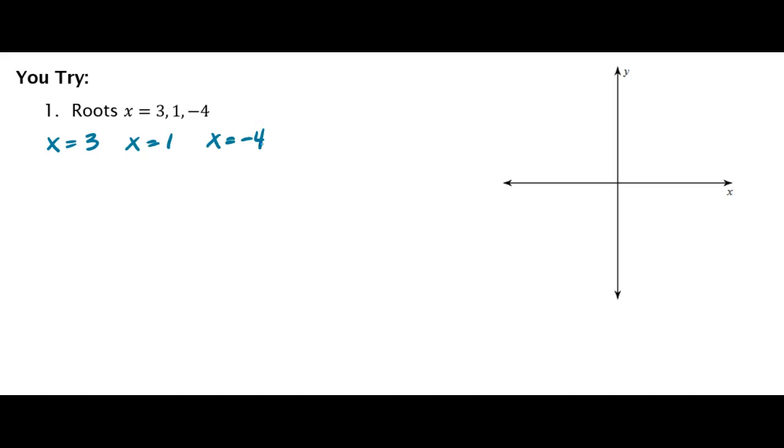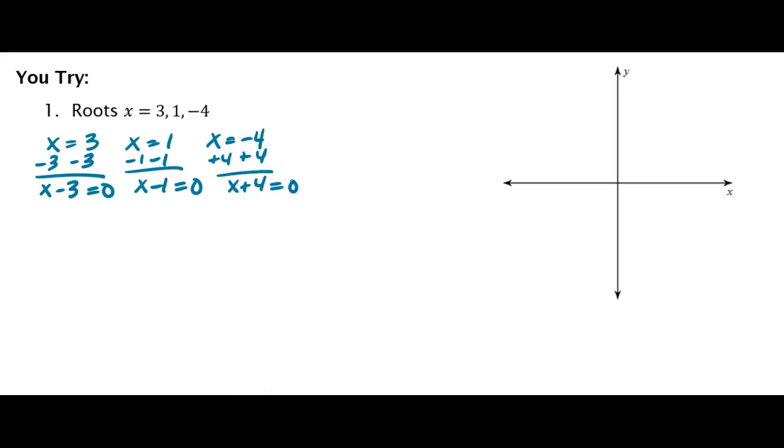So what I want to do now is move these numbers over to the left side of this equation so that they're with x. And that way I will have three things set equal to 0, and that's what I'm actually going to multiply. So I'm going to subtract 3 from both sides, and that gives me x minus 3 equals 0. Here I'm going to subtract 1 from both sides, and that gives me x minus 1 equals 0. And then on this last one, I would be adding 4 to both sides, giving me x plus 4 equals 0.